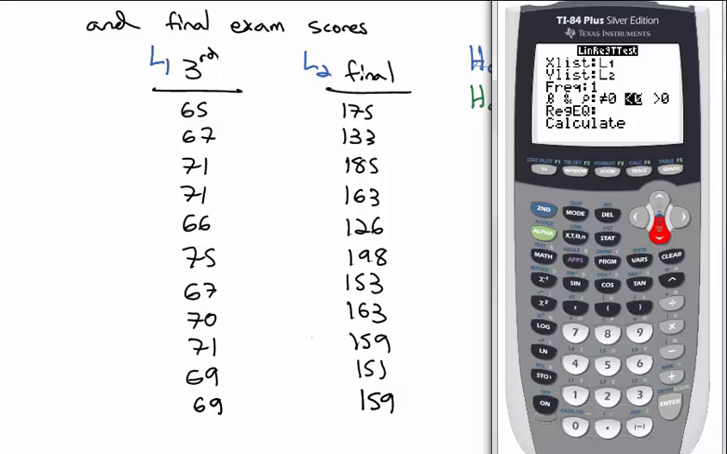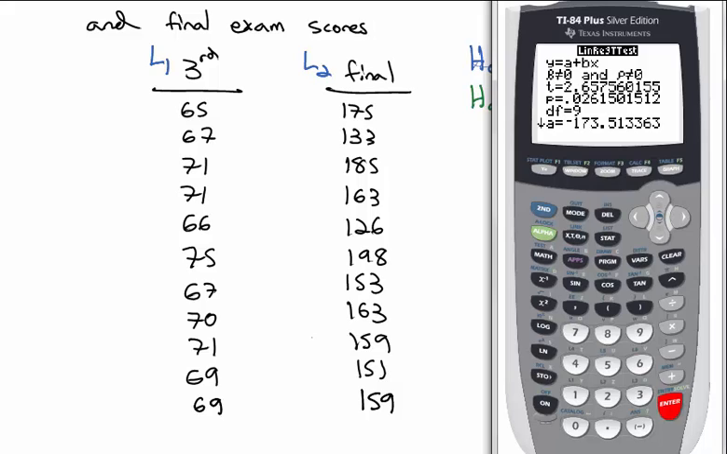And it'll ask us, X list, L1. Yep, we put all of our X's in L1. Y list, L2. Yep, we put all of our Y's in L2. We want to test the null hypothesis that there is no relationship. So make sure the not equal to 0 is highlighted. And then hit Calculate.